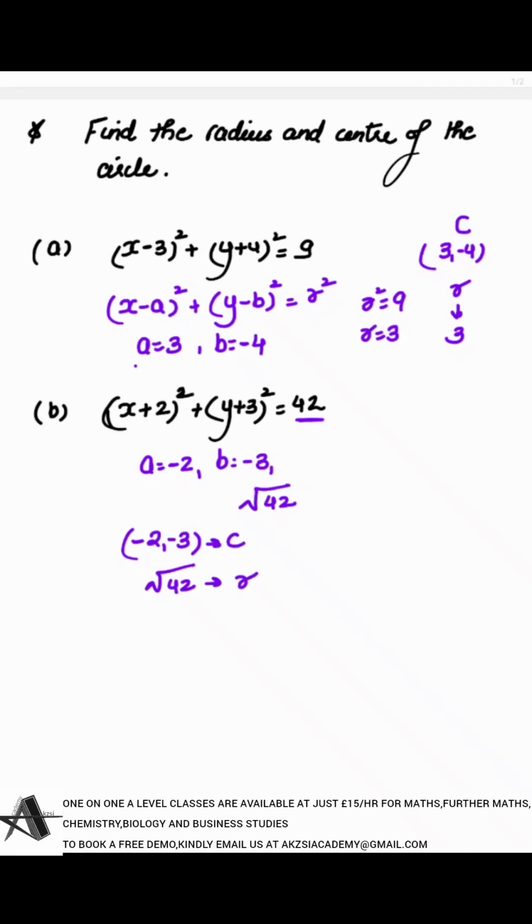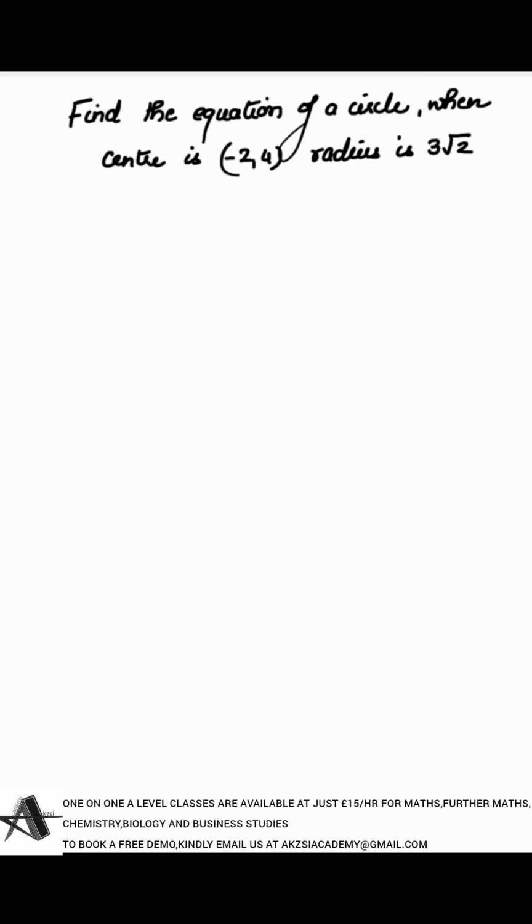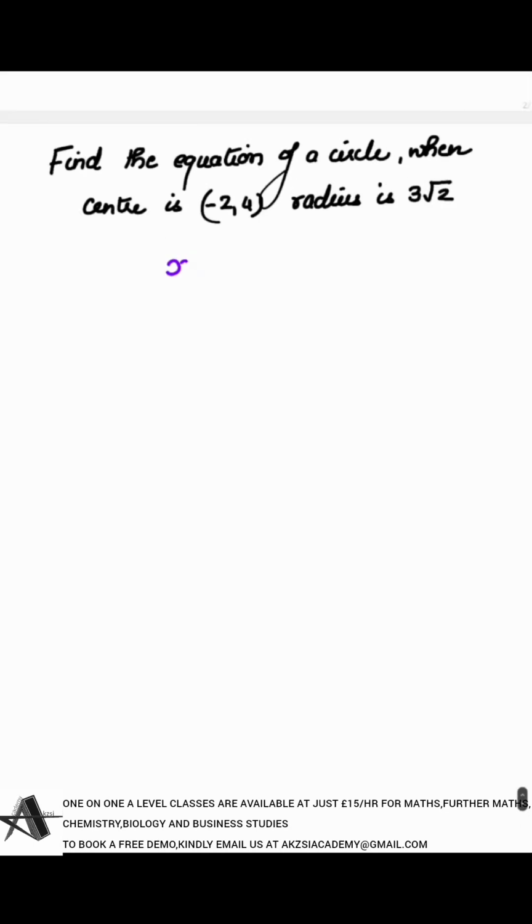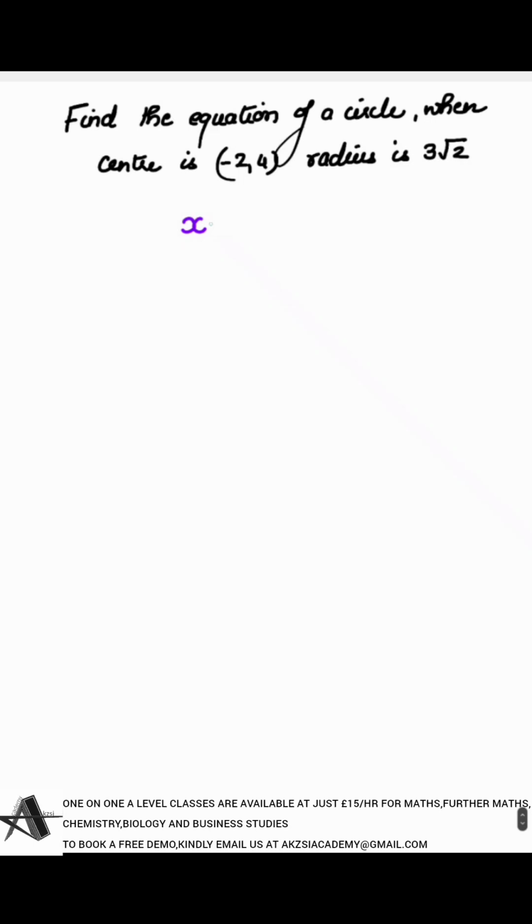Now let me see how to form the equation of a circle when the radius and center are given. Here it says, find the equation of a circle when the center is negative 2 comma 4 and the radius is 3 root 2. On applying the equation, it's (x minus a), and a is minus 2, whole squared plus (y minus b) whole squared is equal to the square of the radius. And the final equation is (x plus 2) whole squared plus (y minus 4) whole squared is equal to 18.